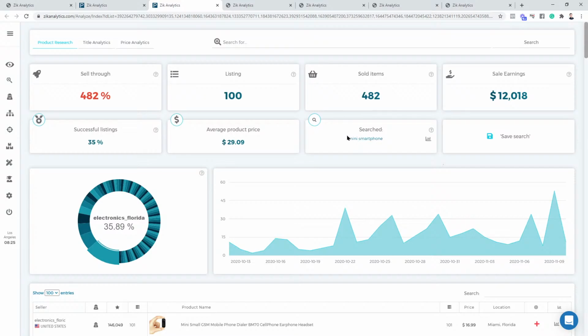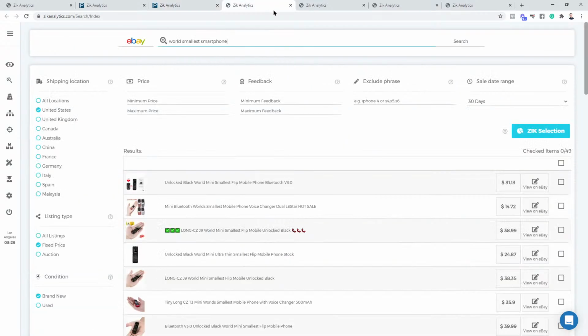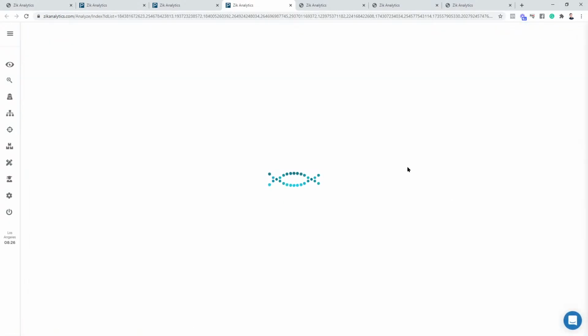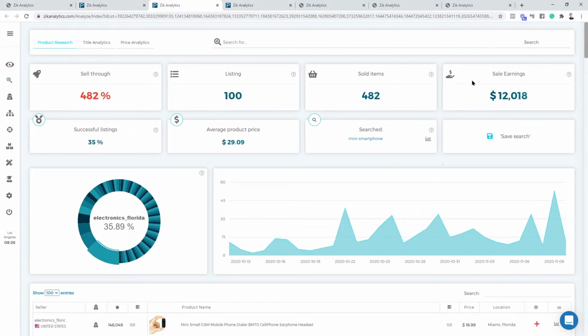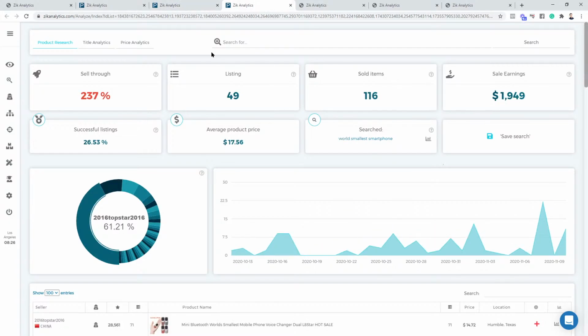Perfect. Now, let's go and look for world's smallest smartphone. This is a very specific search term, okay? So take a look, guys. World's smallest smartphone has only 49 listings in the result, generating $1,949 in sales, 237 sell-through rate, 26% successful listings. And I want to ask you, do you think it's a good sub niche or not? Based on these statistics, because you see the difference, 12,000, 1,900, we see a big difference.